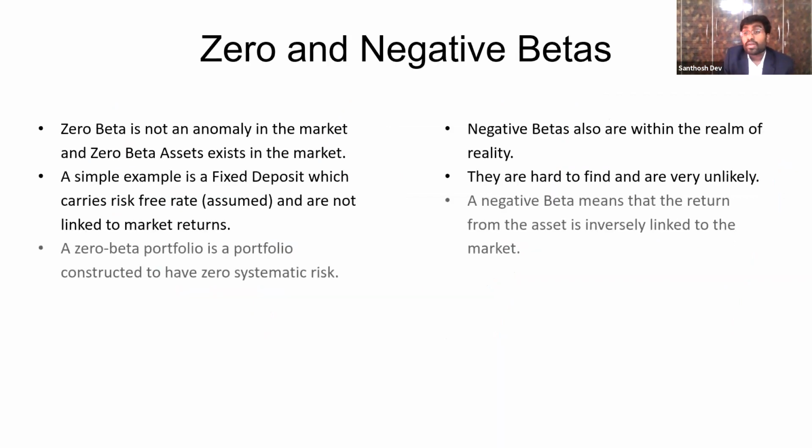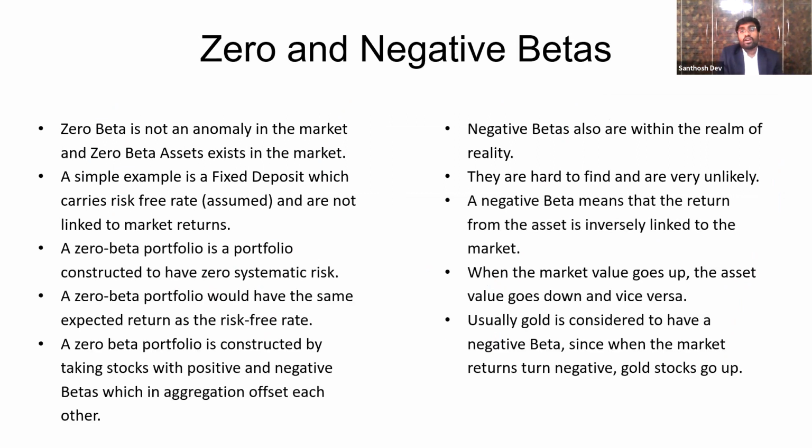Okay. Can a beta have 0 or negative values? Beta 0 means it is a risk-free stock, or if it is negative, then the stock is much safer than the risk-free rate. It's not necessarily safer than the risk-free rate, sir. We will discuss that. 0 beta is not an anomaly.